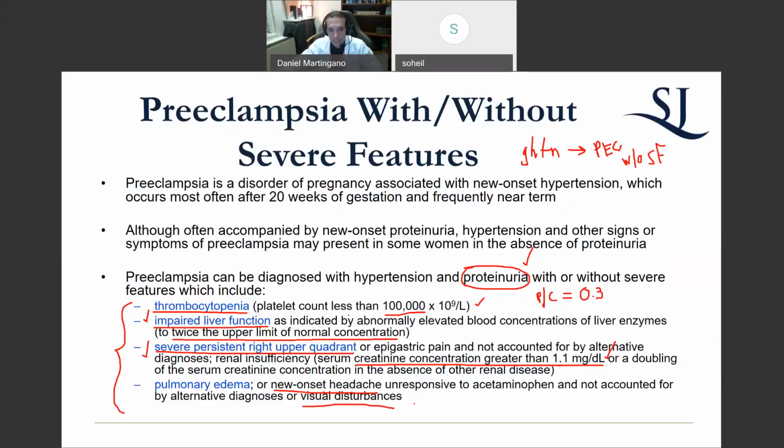Okay, but having symptoms, say, of new onset headache that's not responsive to Tylenol or visual disturbances, that's why you always ask your patients, are you having vision changes? Do you have headache? Because those are severe features in and of themselves. Though I'll tell you, to have a mild range blood pressure and only symptoms and everything else negative wouldn't necessarily grant you the diagnosis of preeclampsia with severe features, okay? You would really need something else, but these are things to keep in mind.